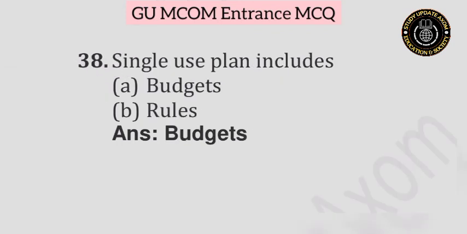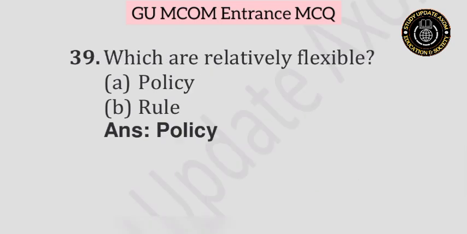Question number 38. Single-use plans includes. Option A. Budgets. Option B. Rules. Answer is budget. Question number 39. Which are relatively flexible? Option A. Policy. Option B. Rule. Answer is policy.